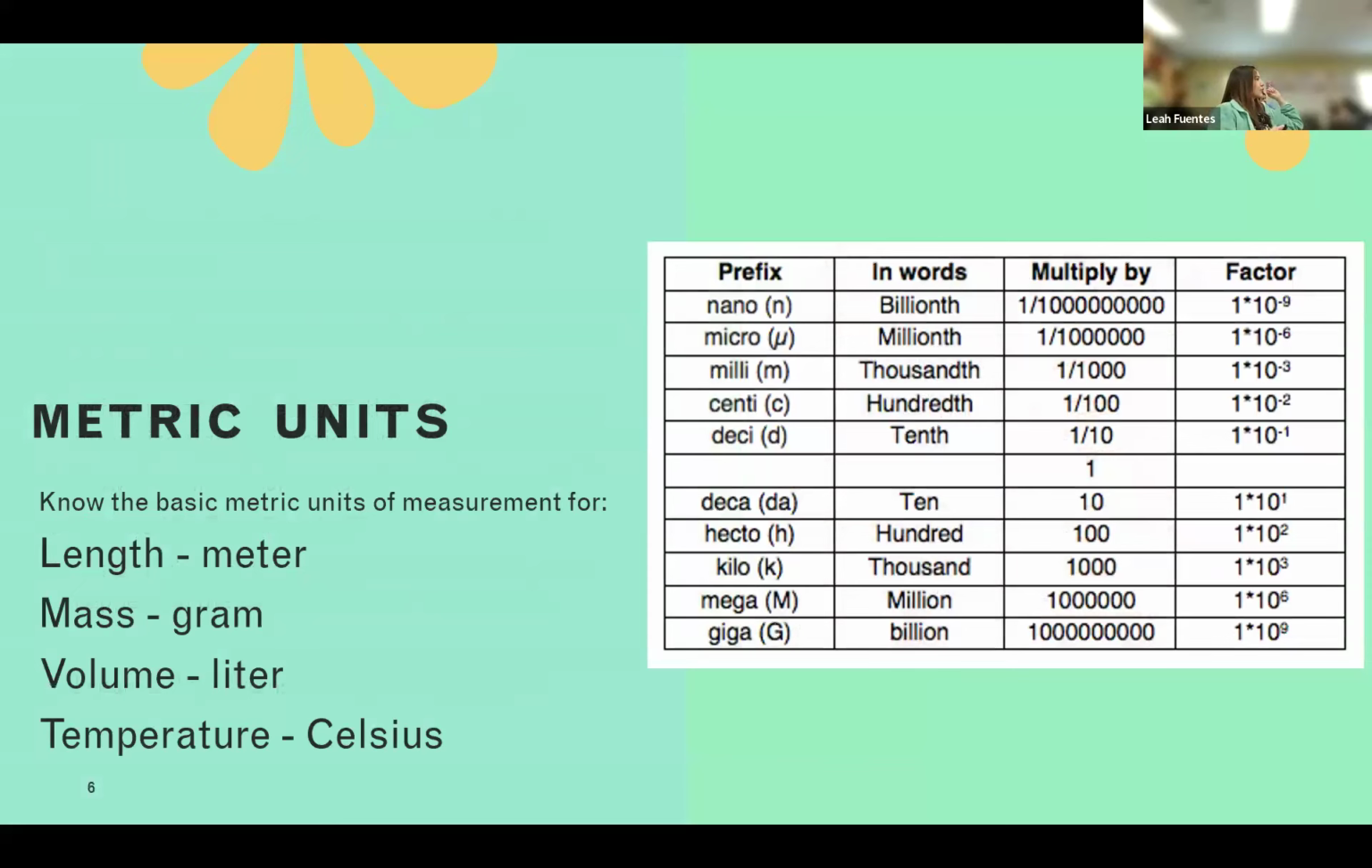Okay, and then metric units. You're going to want to know the basic metric units of measurement for the following: length, mass, volume, and temperature. Length is going to be meter, mass is going to be gram, volume is going to be liter, and temperature is going to be Celsius. Celsius is the one that they're going to make you write out and spell out completely. So make sure you know how to spell Celsius and not just write C.